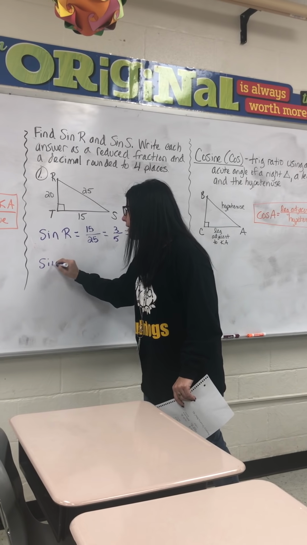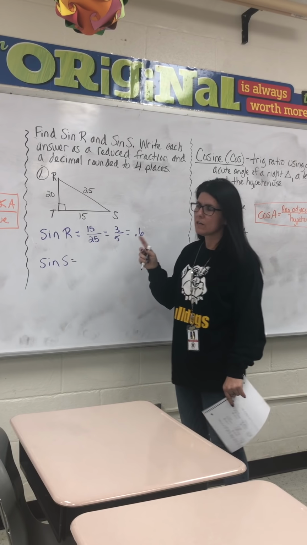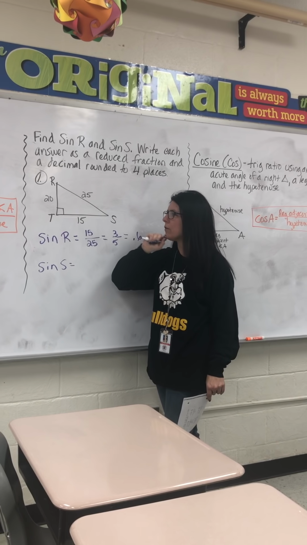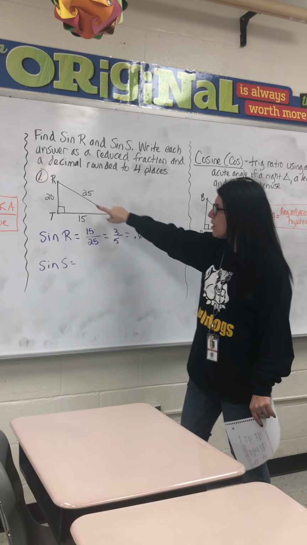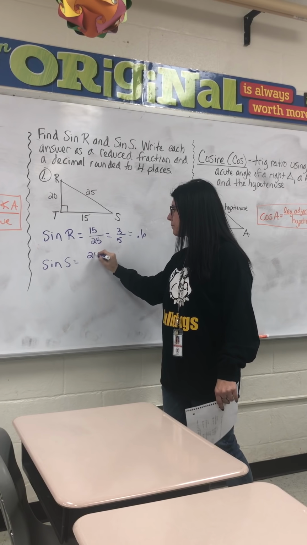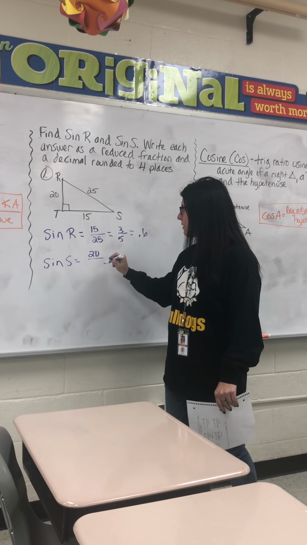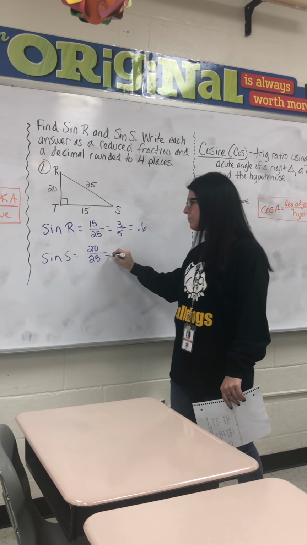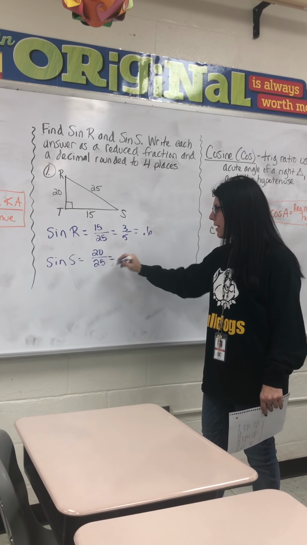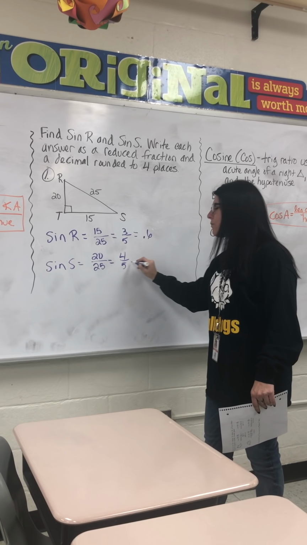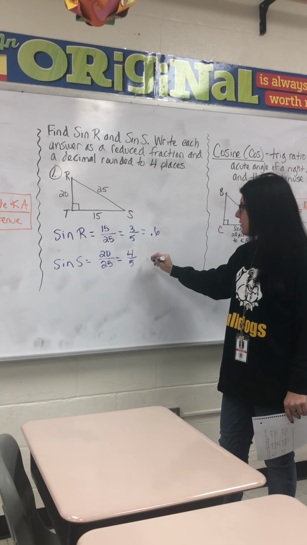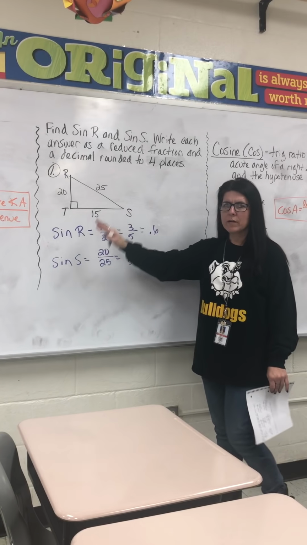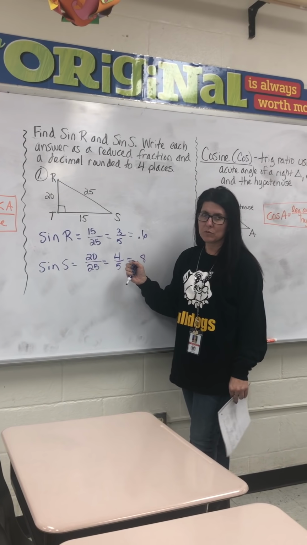Let's do the sine of S. Again, it only can be the acute angles. You'll never find sine, cosine, or tangent of the 90-degree angle. Sine of S, the opposite side is 20. The hypotenuse is 25. Again, we're going to reduce it, divide by 5, and I get 4/5. When you put this into your calculator, your answer is 0.8. All this is doing is showing you a relationship between the two side lengths.